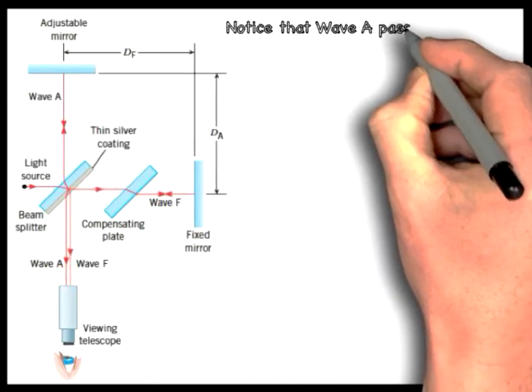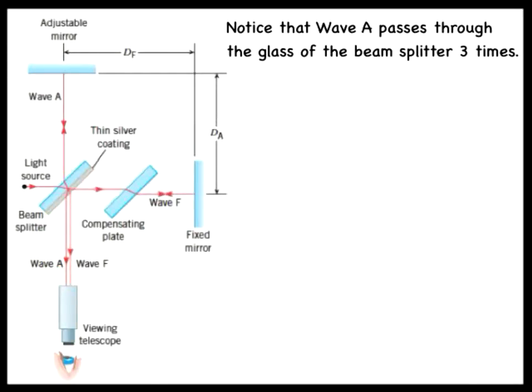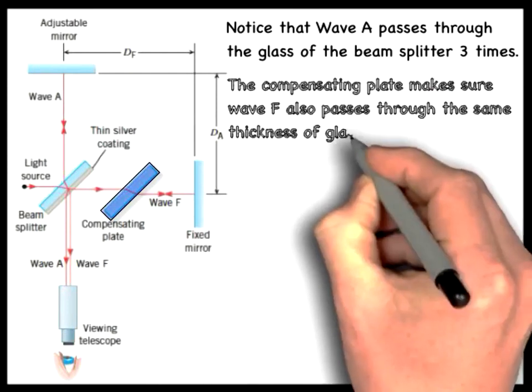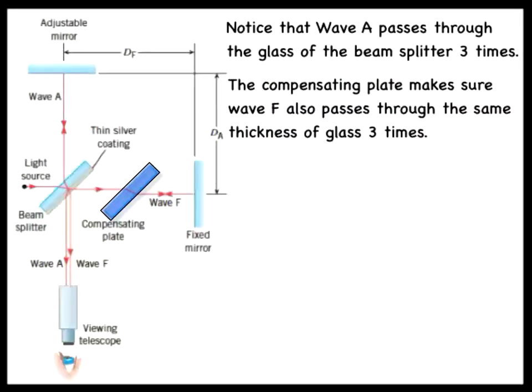Note that wave A passes through the glass plate of the beam splitter 3 times in reaching the viewing scope, while wave F passes through it only once. The compensating plate in the path of wave F has the same thickness as the beam splitter plate, and ensures that wave F also passes 3 times through the same thickness of glass on the way to the viewing scope.